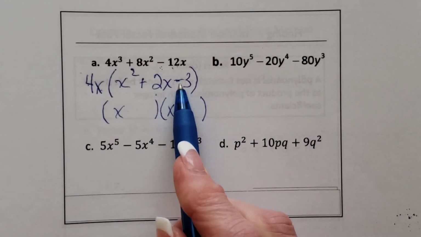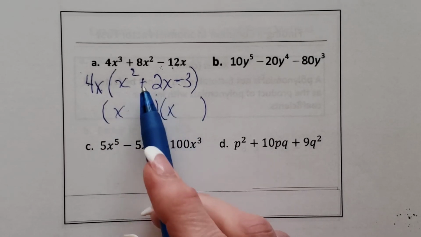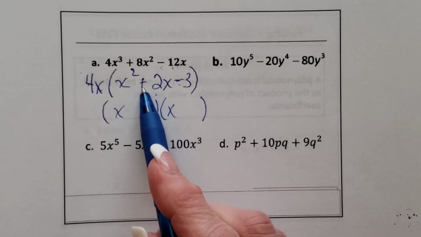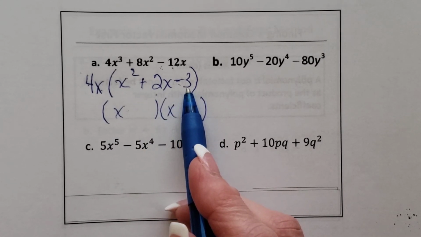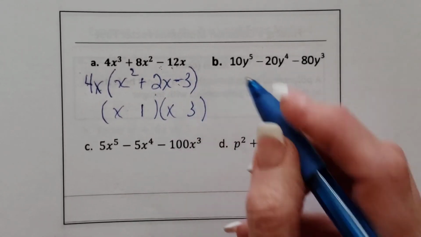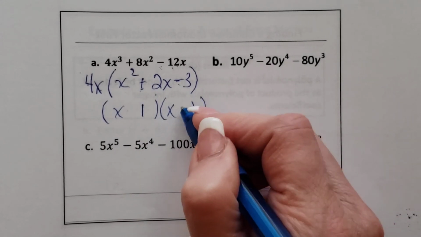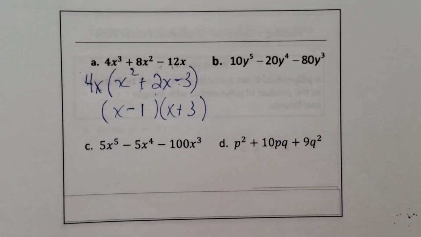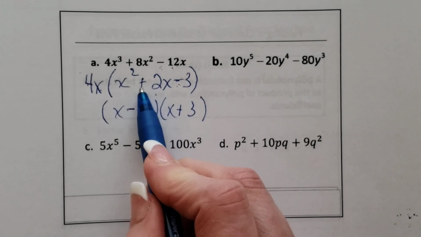C is negative. That tells me that my two numbers are different signs. And this is the sign of the bigger number. Well, the only factors of 3 are 1 and 3. So I have to put 1 and 3 down here. Well, this tells me the biggest number is positive. This tells me my signs are different. This tells me the sign of my bigger number.